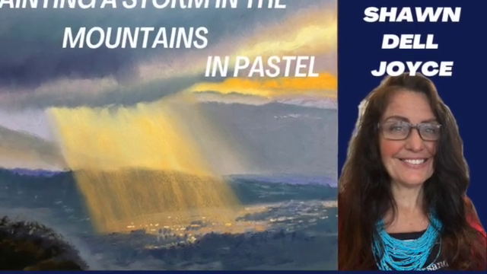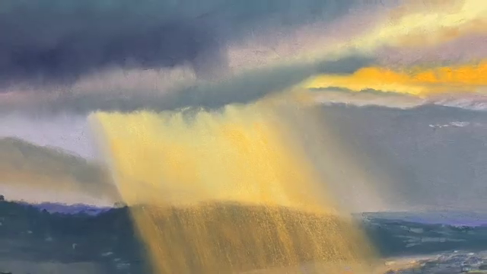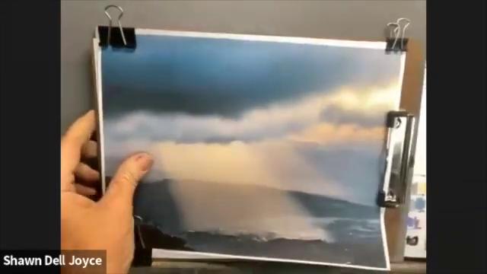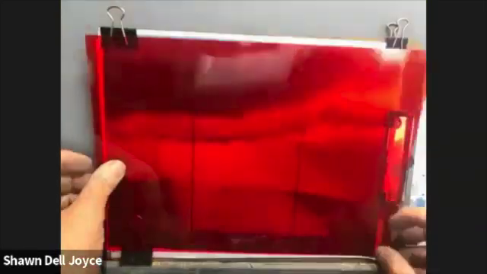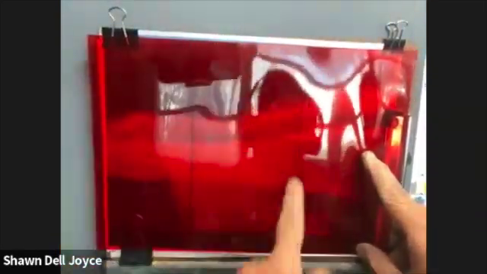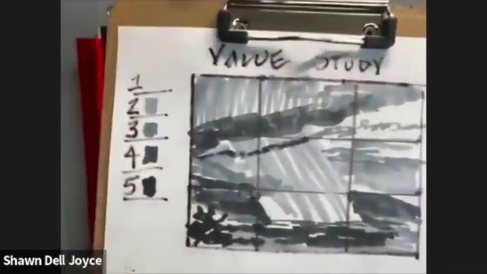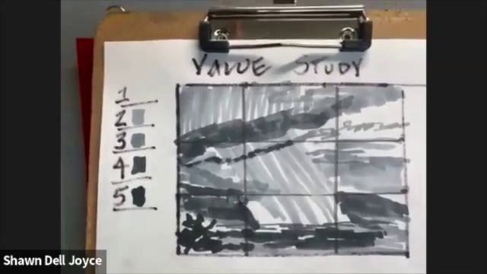This is Shondell Joyce. Join me in painting this beautiful scene of a storm cloud over the mountains. I'm using Ampersand pastel board, and I'm starting with a reference photo that I'm superimposing the rule of thirds on. You can see it on the red transparency. The rule of thirds is a compositional device.